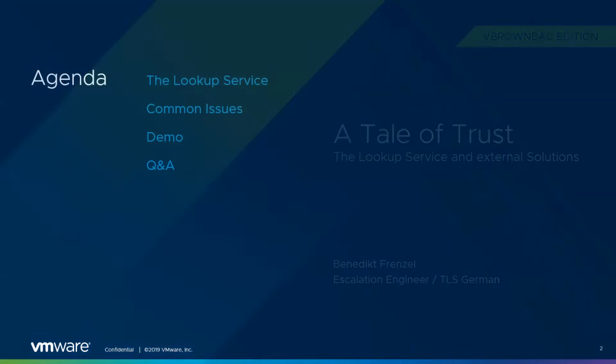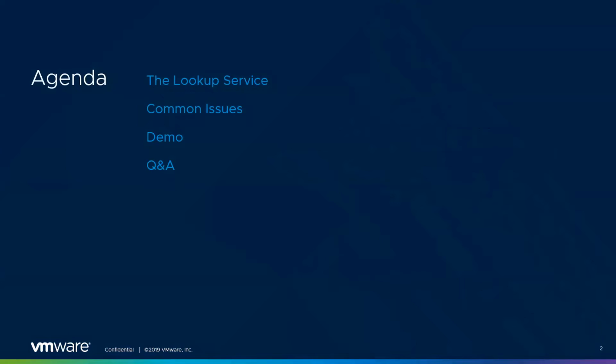First of all, I want to give you a brief overview about the lookup service and where it lives on the platform services controller, how it is replicated, and what its purpose is. Then I will show you one of the most common issues. I guess everybody who ever touched their certificates will know this issue, and how you could fix it in a few easy steps. And the QA steps we just miss out on.